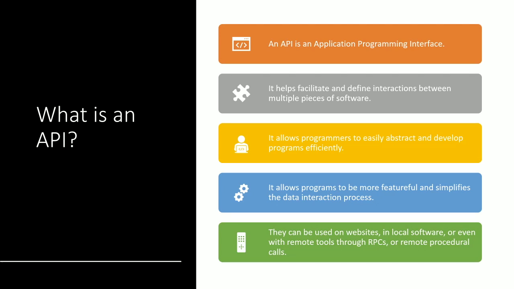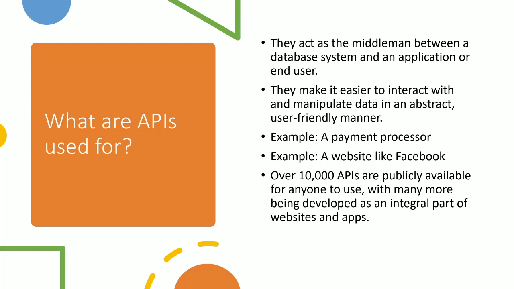They can be used on websites, on local software, or even to make a remote tool appear local through the use of RPCs, or remote procedure calls. APIs act as the middleman between a database system and an application or end user. They make it easier to interact with and manipulate data in a database or remotely in an abstract and user-friendly manner.